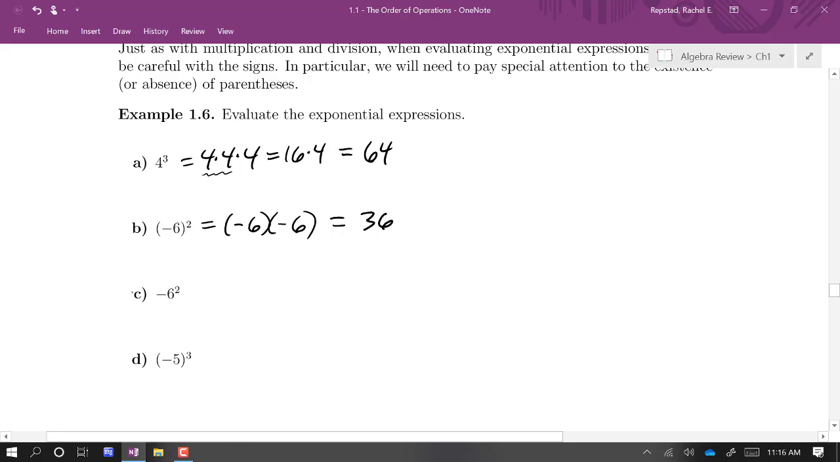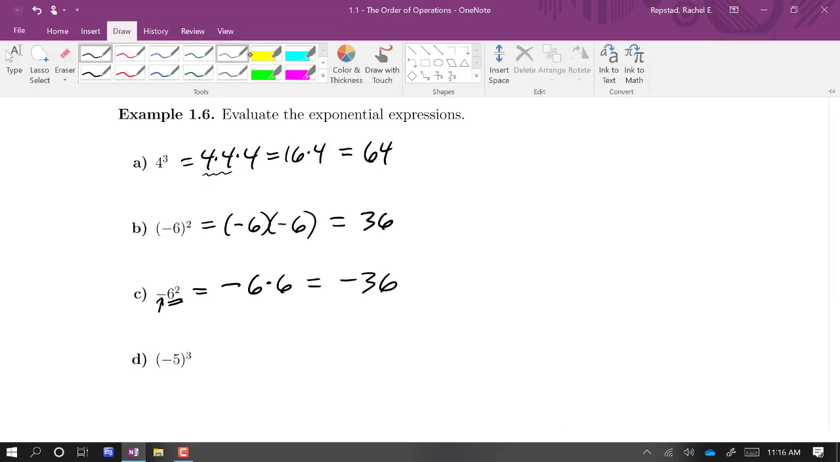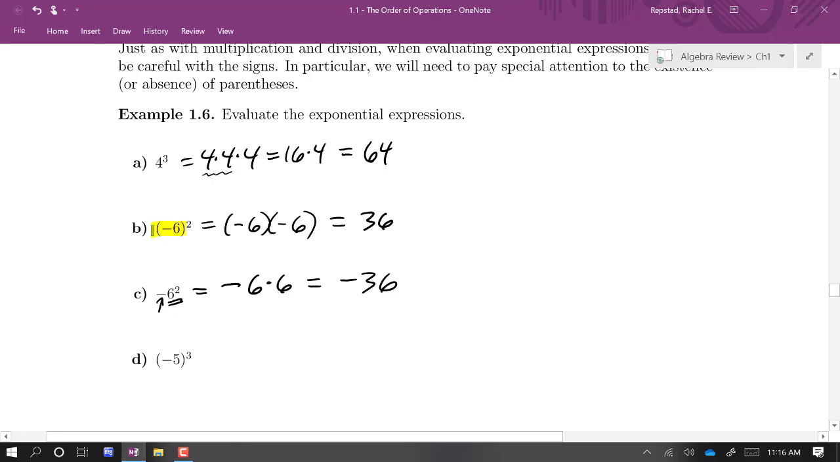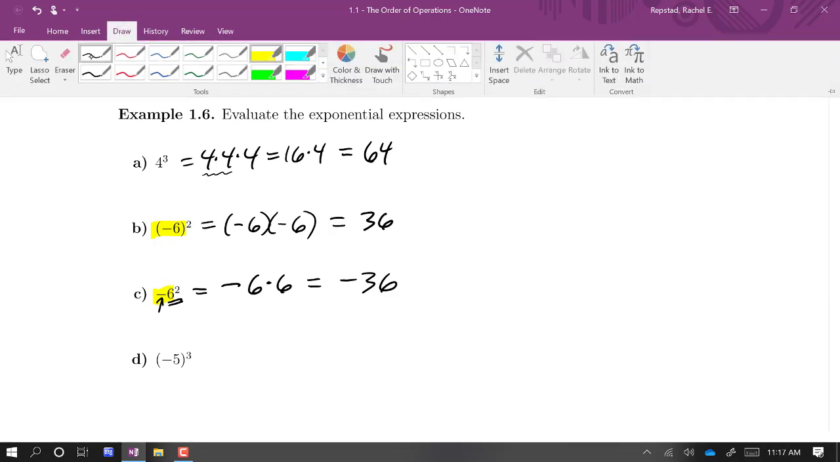Compare that to, in part C here, I have negative 6 squared. There's no parentheses around the negative 6. So this means I'm taking the negative of 6 squared. So this is negative 6 times 6, or negative 36. So note that the presence of parentheses or not made this overall a positive 36 up here. Down here, there were no parentheses, so I was just taking the negative of 6 squared, and my result was negative.